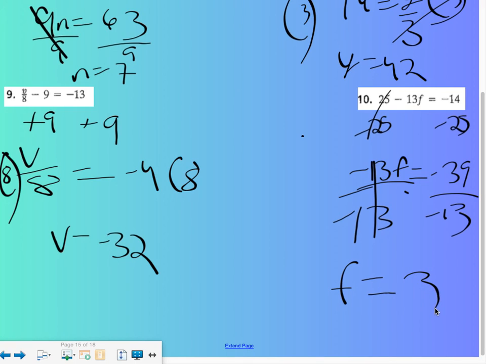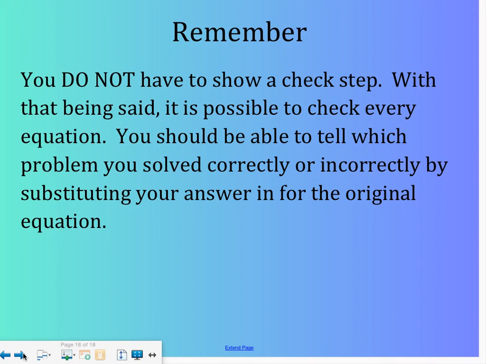Okay? So please remember, you don't have to show the check step, but it's possible to check every single one of these. You should know for sure if you're turning in problems that are done correctly or incorrectly.